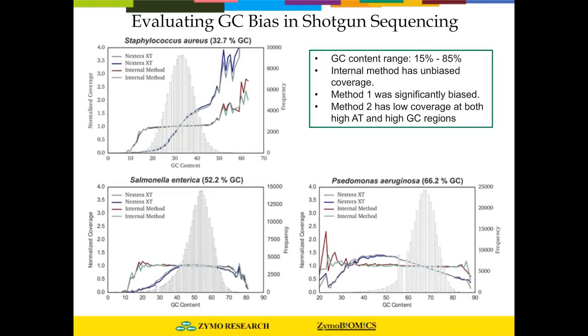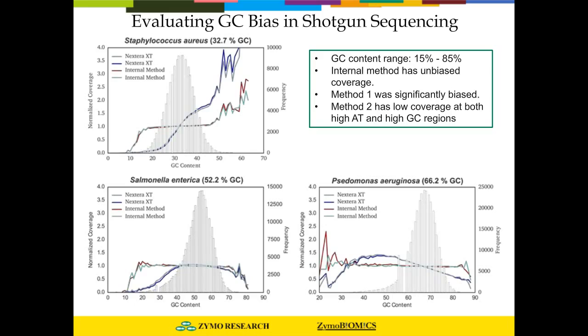The ZymoBIOMICS microbial standard contains multiple organisms that span a wide GC content range, from as low as 15% to as high as 85%. And this allows us to assess GC bias in a complete way. So the figures in this slide compare the two library preparation processes regarding GC bias. Three genomes contained in the microbial standard were picked to represent low, medium, and high GC content.